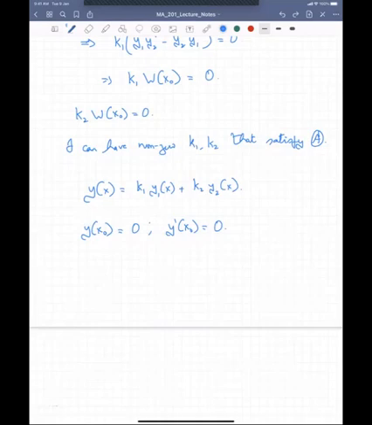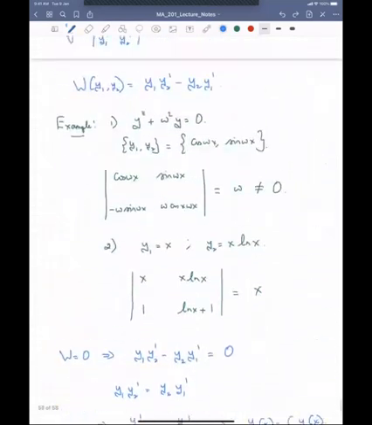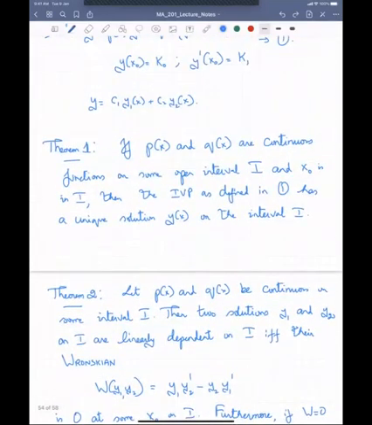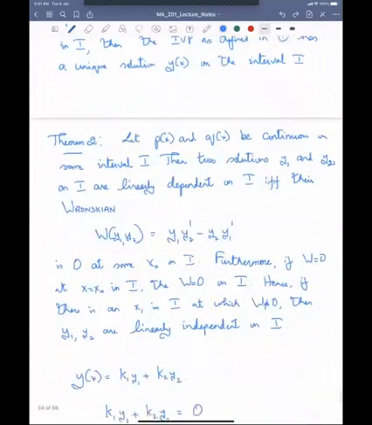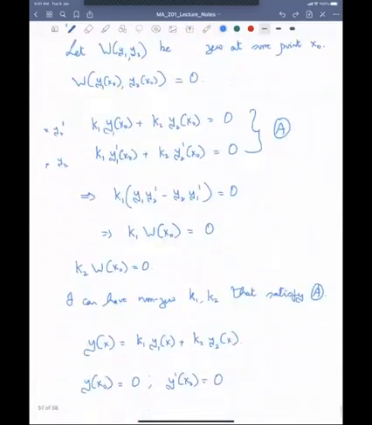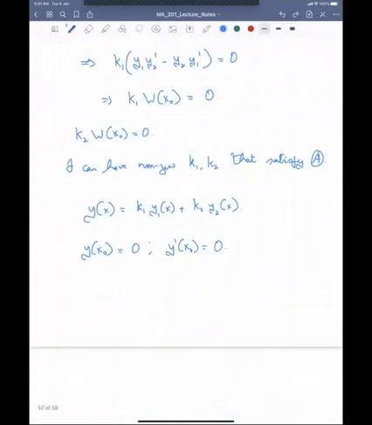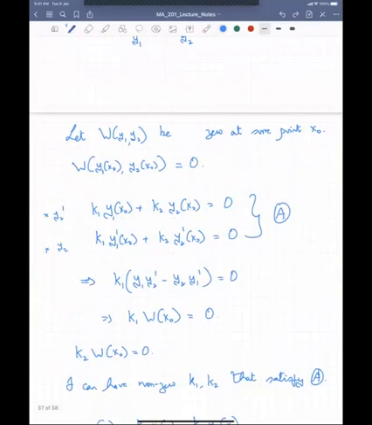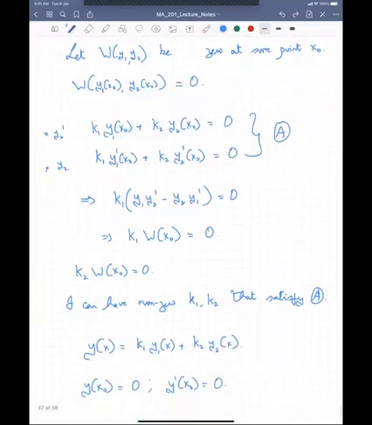Okay. But Theorem 1 says that, look, as long as you have continuous p of x and q of x, if you have a solution, that is a unique solution. So the question is, is this a unique solution? I have some solution which is given by K1 y1 plus K2 y2 with non-zero K1 and K2 guaranteed by the Wronskian being equal to 0 at some particular point x equal to x0.